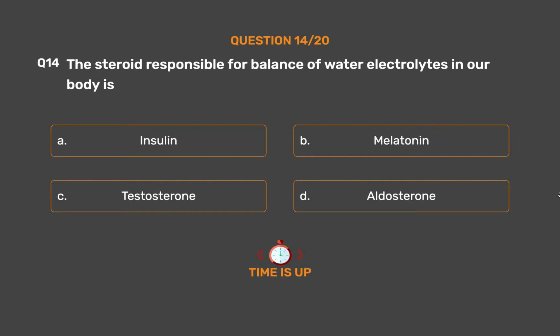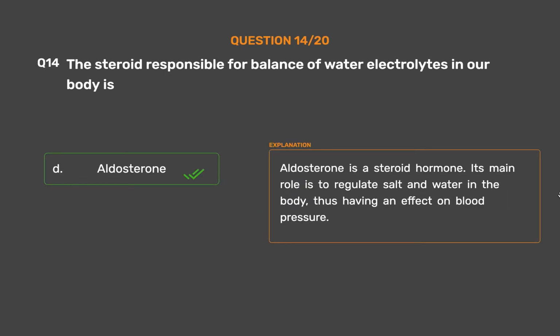The correct answer is Option D. Aldosterone. Aldosterone is a steroid hormone. Its main role is to regulate salt and water in the body, thus having an effect on blood pressure.